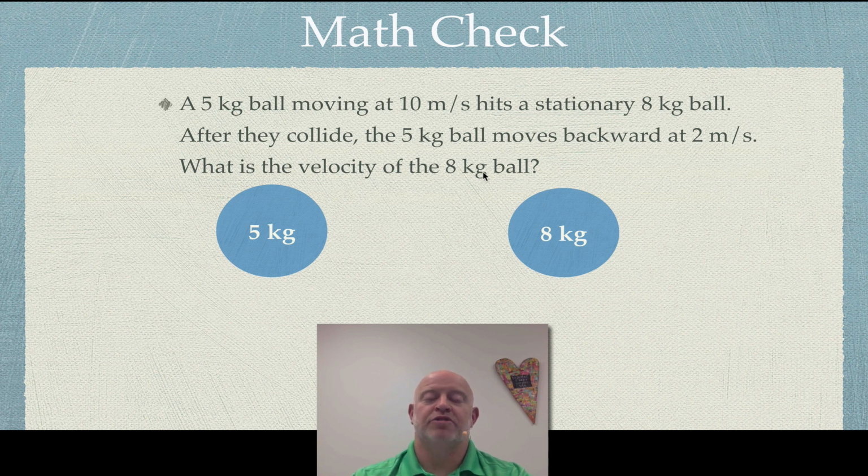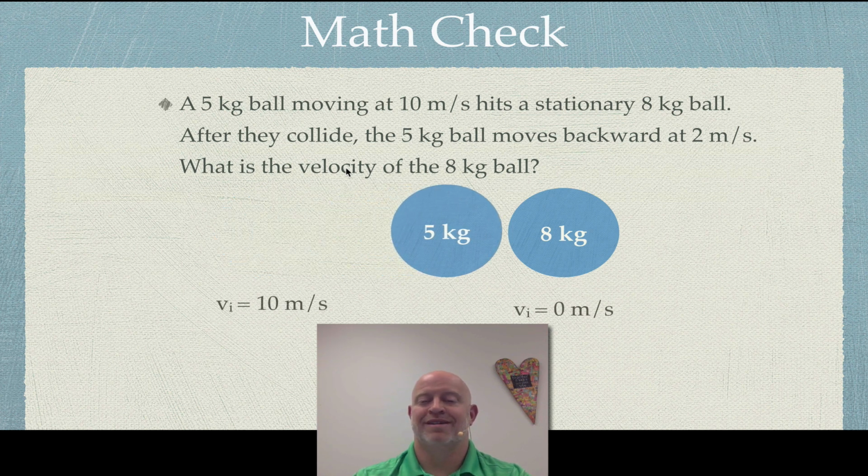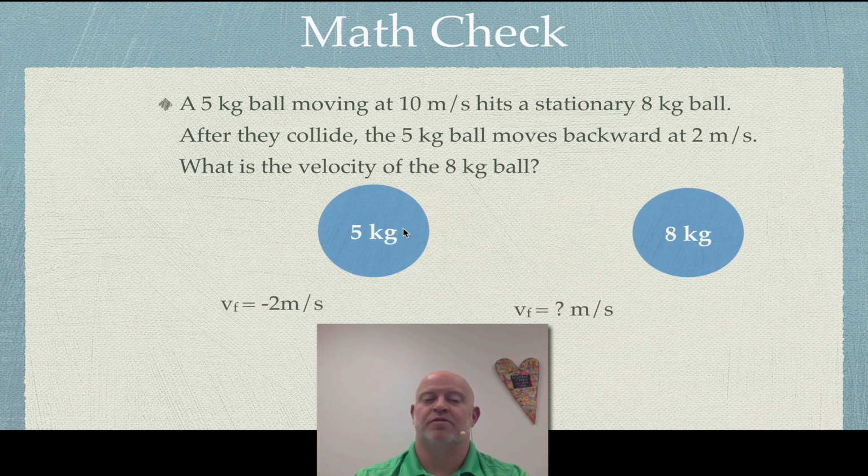Organize your equation, set up all of your variables, and then solve for the velocity of the 8 kilogram ball afterwards. But before we do that, let's see it happen. This thing moves in and collides. After the collision, this will move away, and this one moves back. The ending velocity is negative 2 meters per second. We want to know the ending velocity of that 8 kilogram ball. Pause the video, try to work it out, and I'll give you the answer in a second.